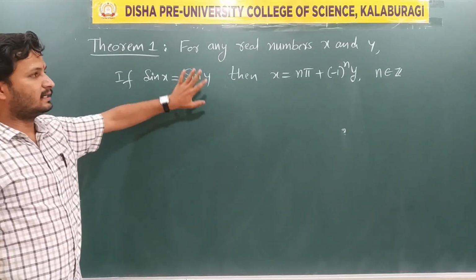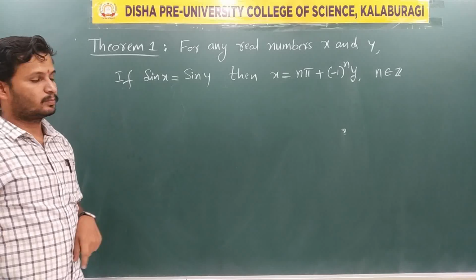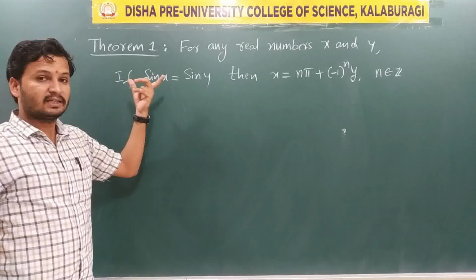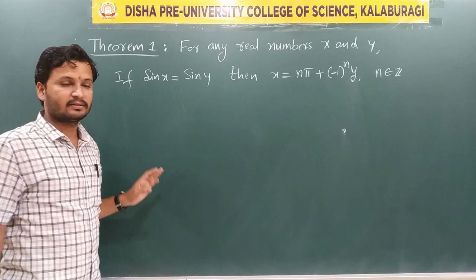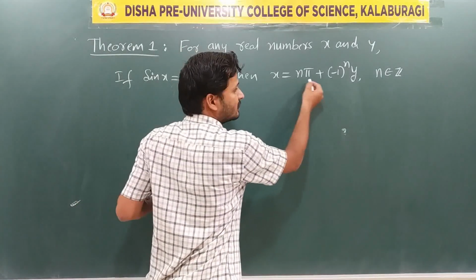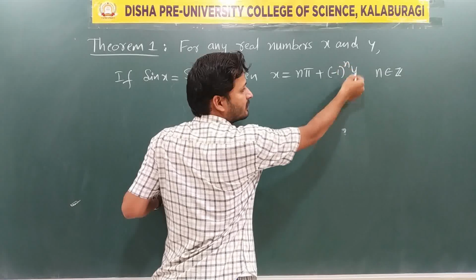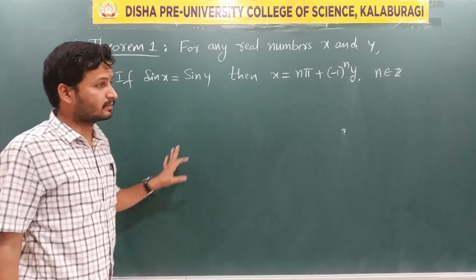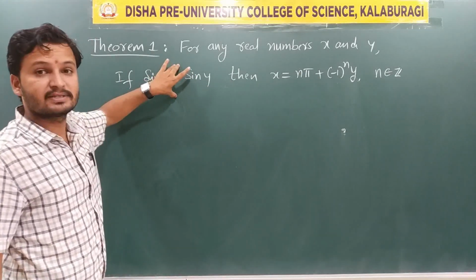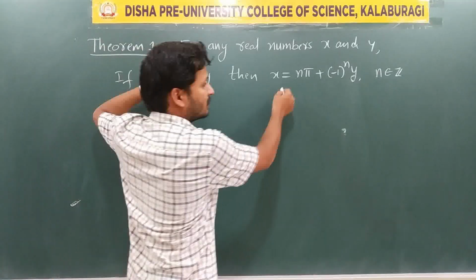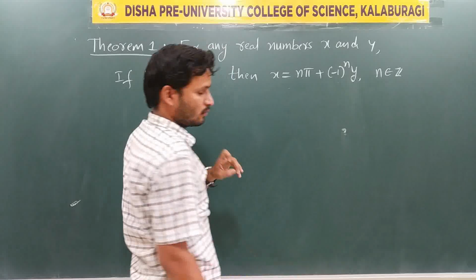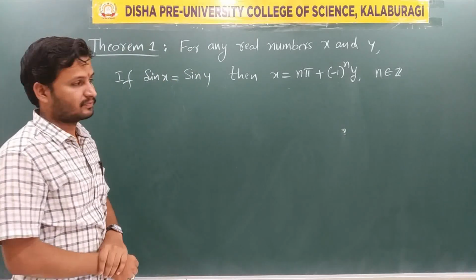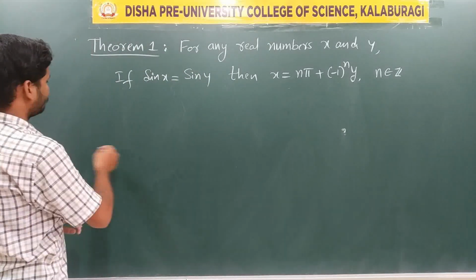So what exactly do we need to prove? We need to prove that if sin x is equal to sin y, then x is equal to n pi plus (minus 1) to the power n into y. So this is nothing but, for the sine function, the general solution: x is equal to n pi plus (minus 1) to the power n into y. Okay, yes. So write down the proof.